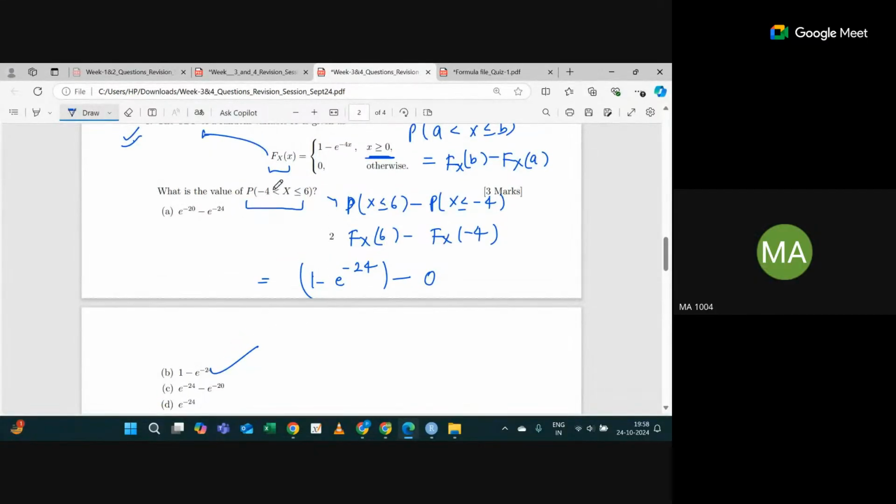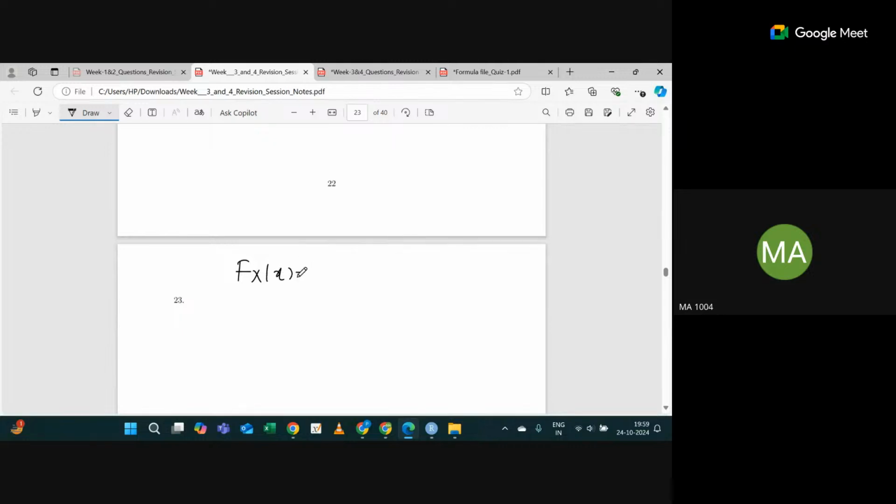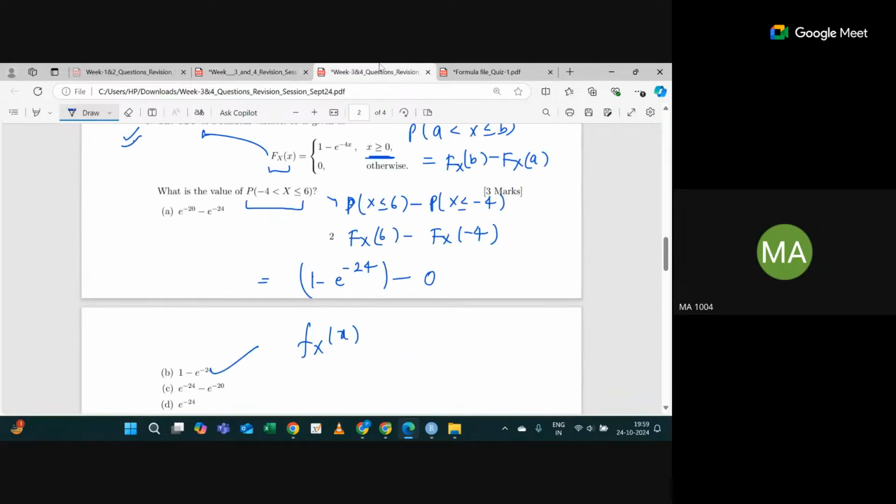Your integration will be basically, but before integration you need to calculate fX(x). Once again, CDF is defined as the integral from minus infinity to x of fX(x). This is the PDF and this is the CDF. If you want to calculate the PDF, then you have to differentiate the CDF. Understood?